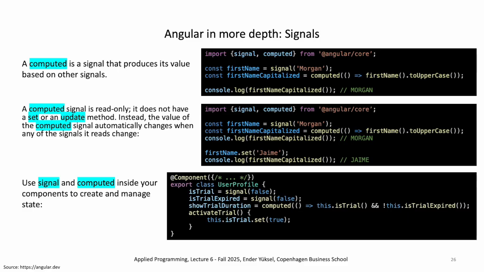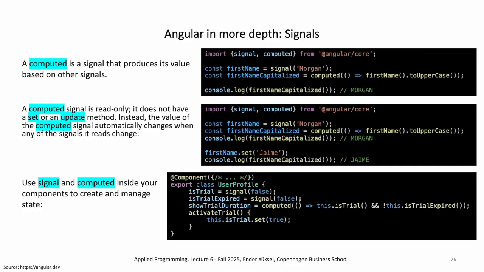Then we have computed signal with logic, which is showTrialDuration. This creates a computed signal that depends on both source signals. Here is its logic. It returns true when user is on trial and trial has not expired. It returns false in all other cases. It automatically recalculates whenever isTrial or isTrialExpired changes.